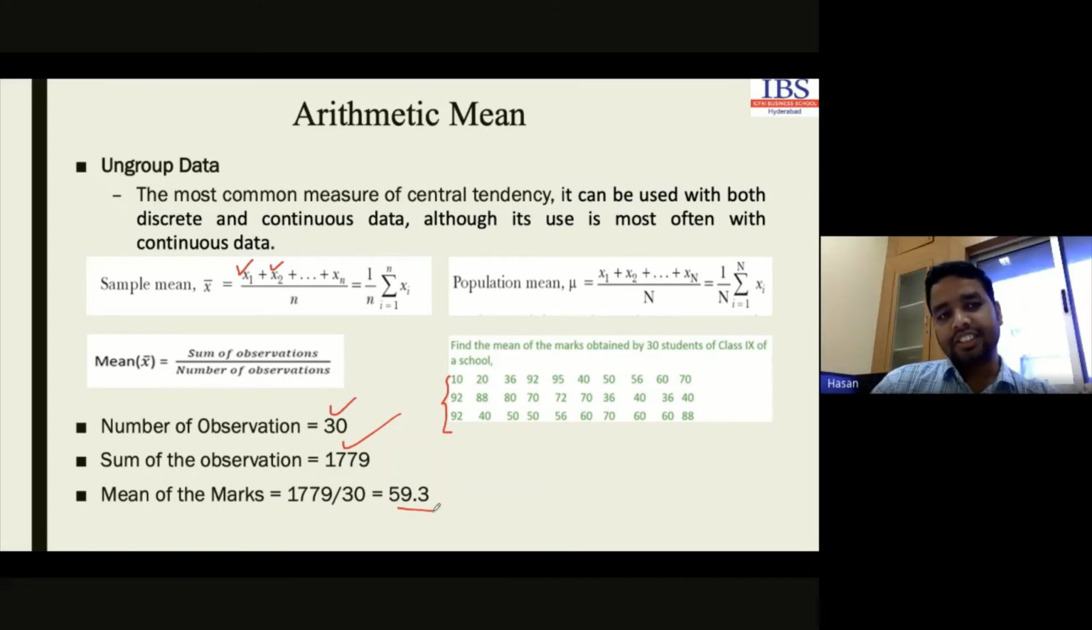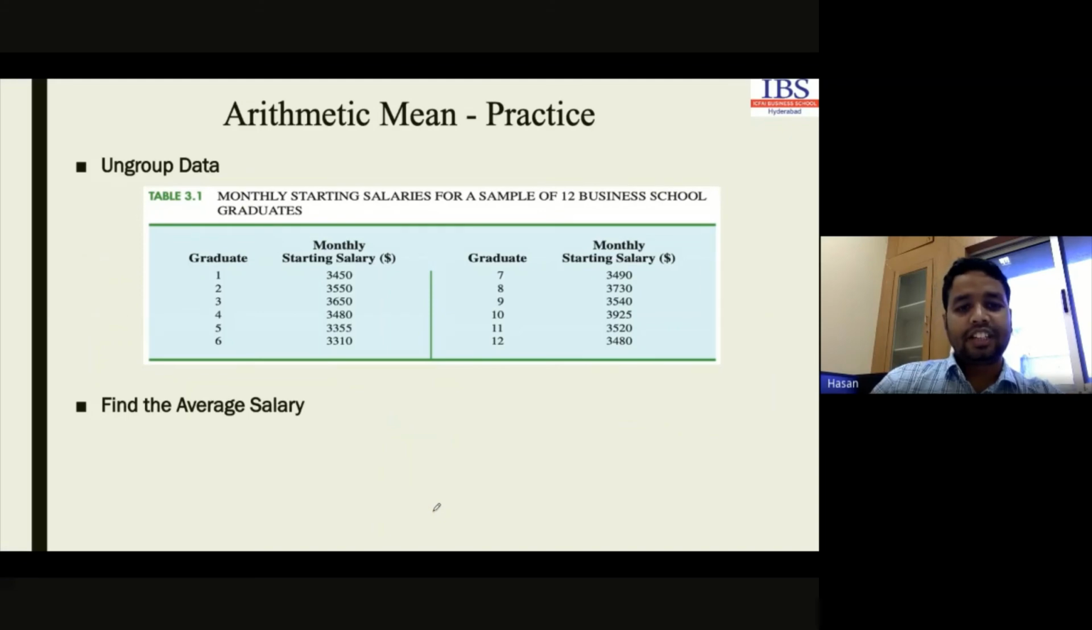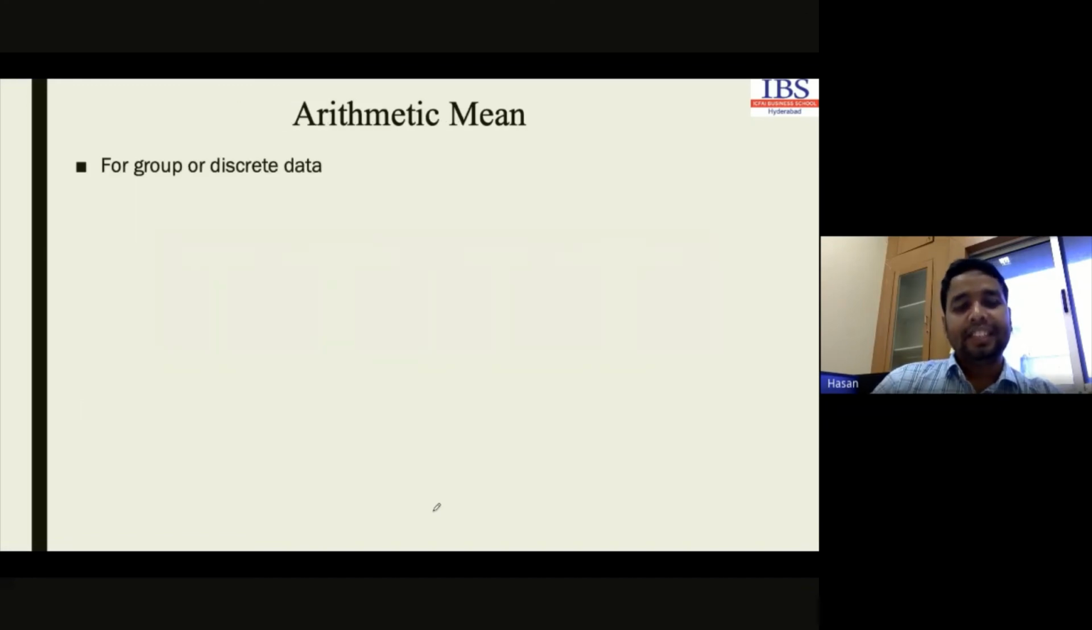Next, this is ungrouped data. For this example, I will share it and you just solve it at home. The next case is if our data is grouped or discrete, that means we have the frequency with the data. We have already observed that 10 marks were obtained by 5 students. So total marks obtained by these 5 students will be 50, right?